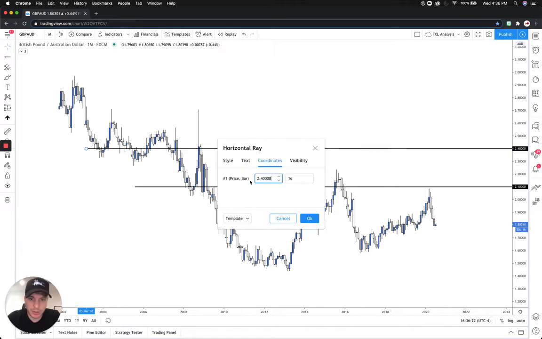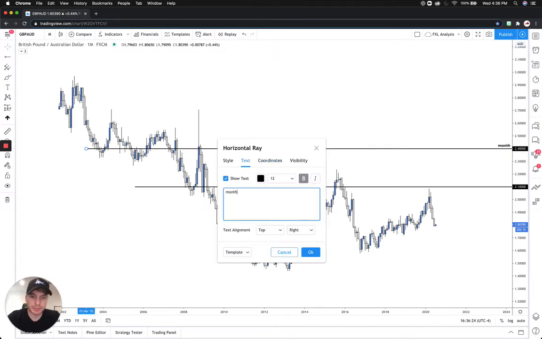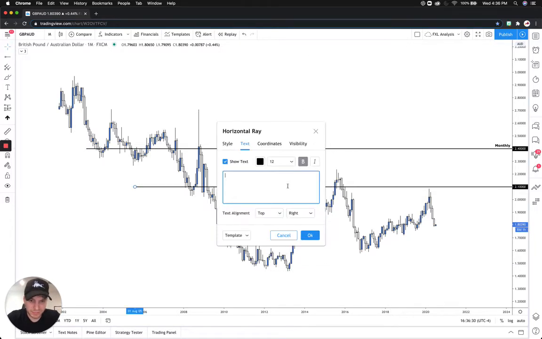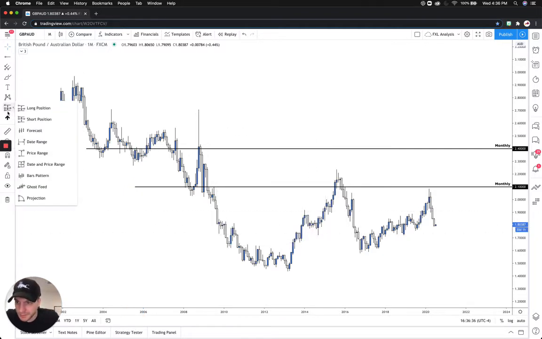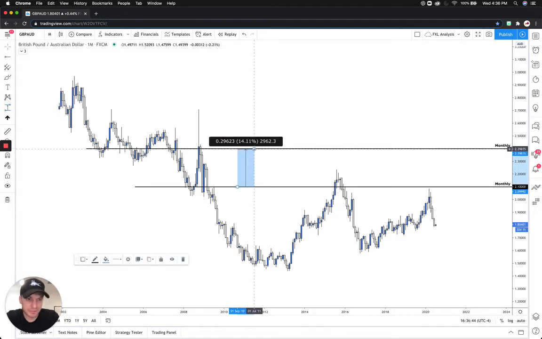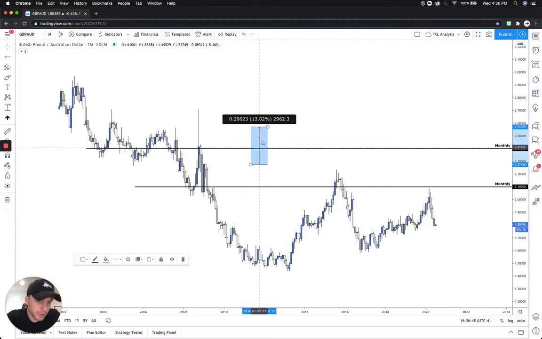Okay, so I like these two zones. Let's go ahead and label these our monthlies. Okay, and this one's a monthly as well. I think nope, we're good. All right, so let's get the price range tool, figure out the range on this. I'm gonna put it right at 2.1 to right here. Okay, pretty good so far. That's a pretty big range.